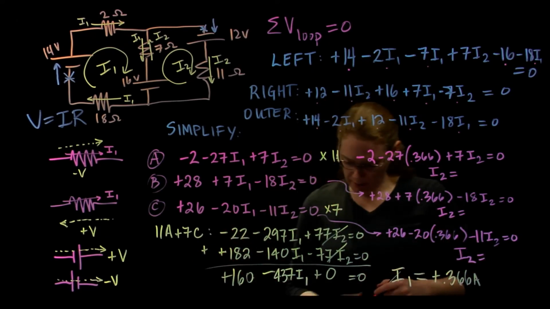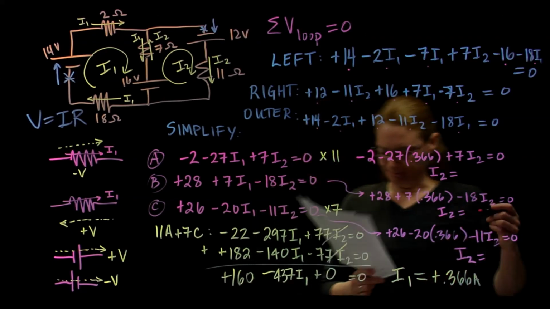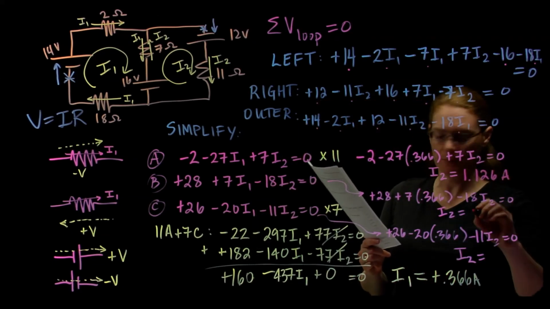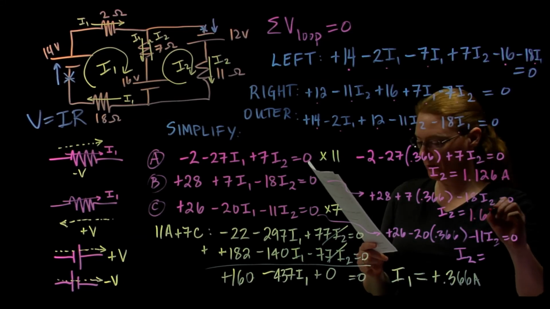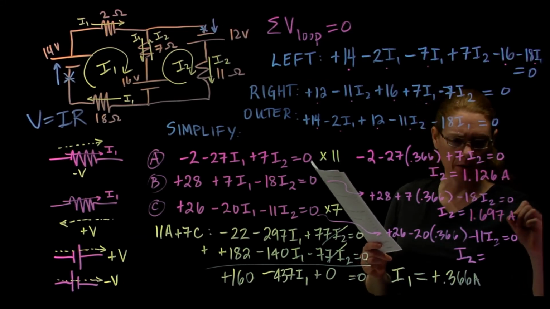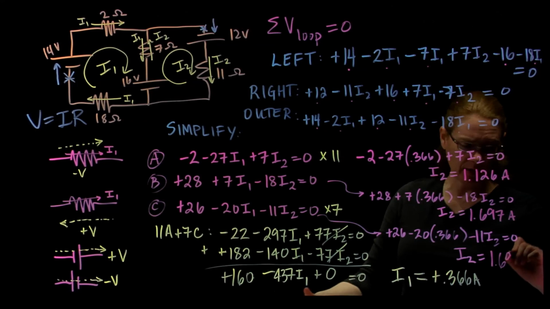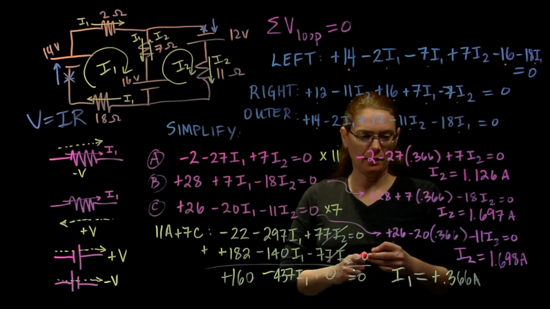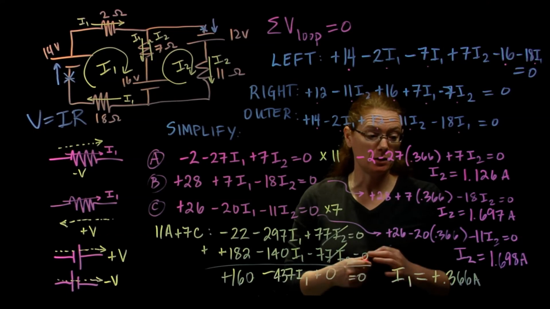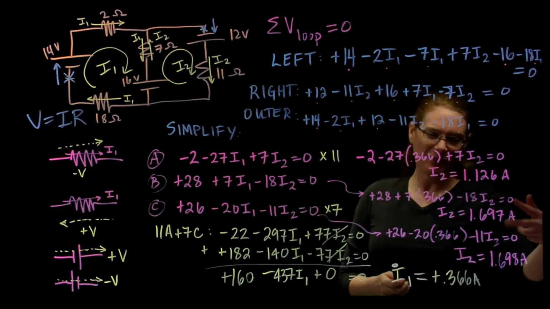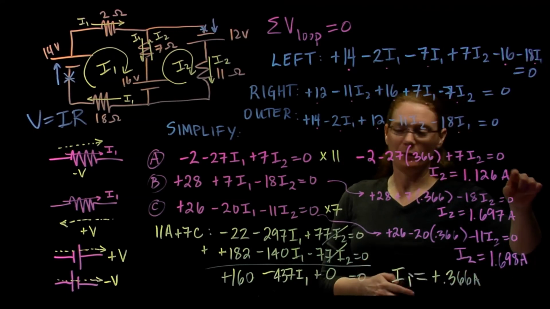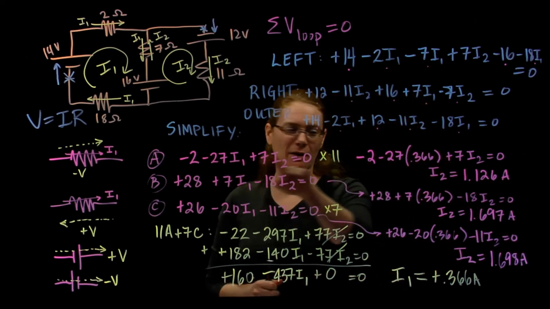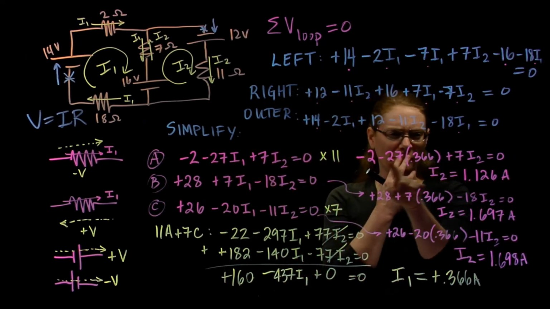So when I calculate these, what do I get? All right, so I get 1.126 amps. And I get 1.697 amps, and 1.698 amps. So here's where I say I clearly made a mistake somewhere. Now, these two are the same, and this one's the different one. I'm just going to guess that I made a mistake somewhere in my math on this one and see if I can fix it up.